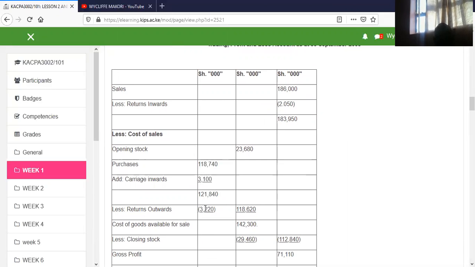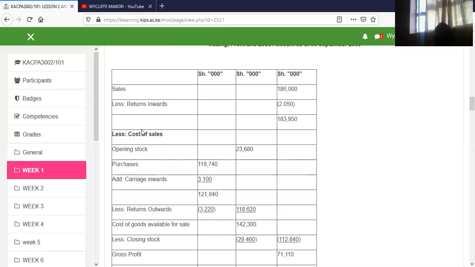Then you less the returns, or the items that you returned back to the supplier, so that now you can get this figure. This figure is now the net purchases. You add to the opening what you started with plus what you had purchased will give you the cost of goods which are available for sale. And then you less the items which are not yet sold at the end of the year, and then it will give you, this is what we call the cost of sales.